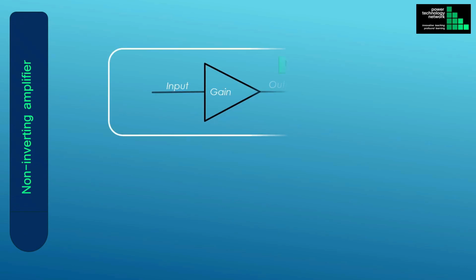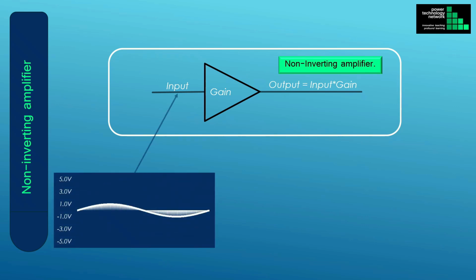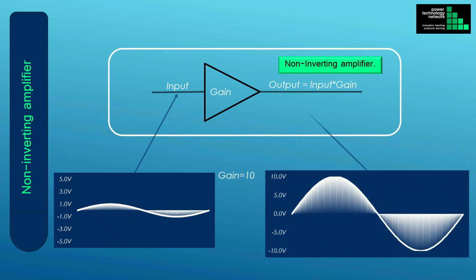This slide shows the open-loop behavior of the non-inverting op-amp in a bit more detail. Let's assume that the input signal is a sinusoidal voltage with a peak amplitude of 1 volt, as shown here. And let's assume the amplifier gain is 10. Then the output is also a sinusoidal voltage with an amplitude of 10 volts, as shown here.